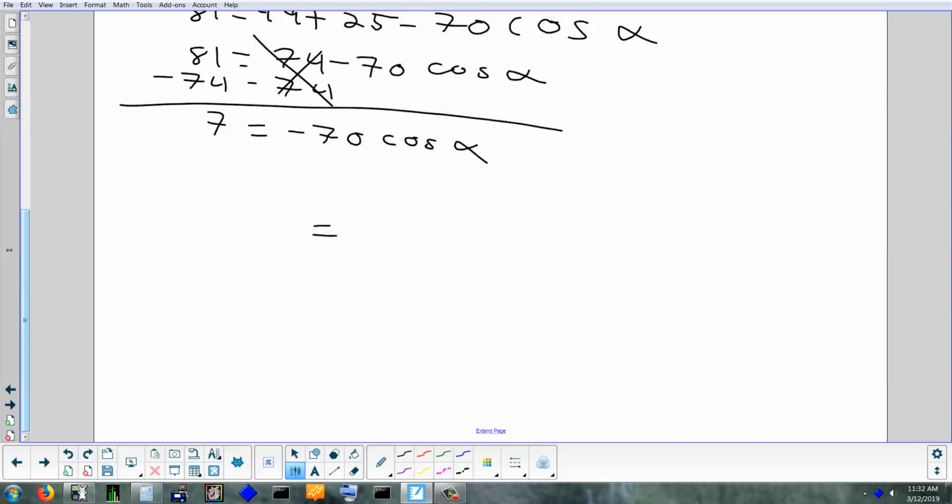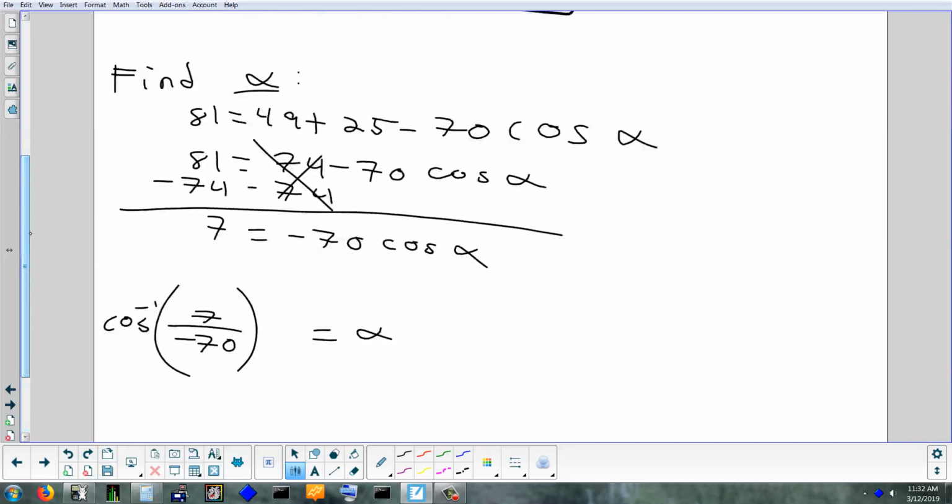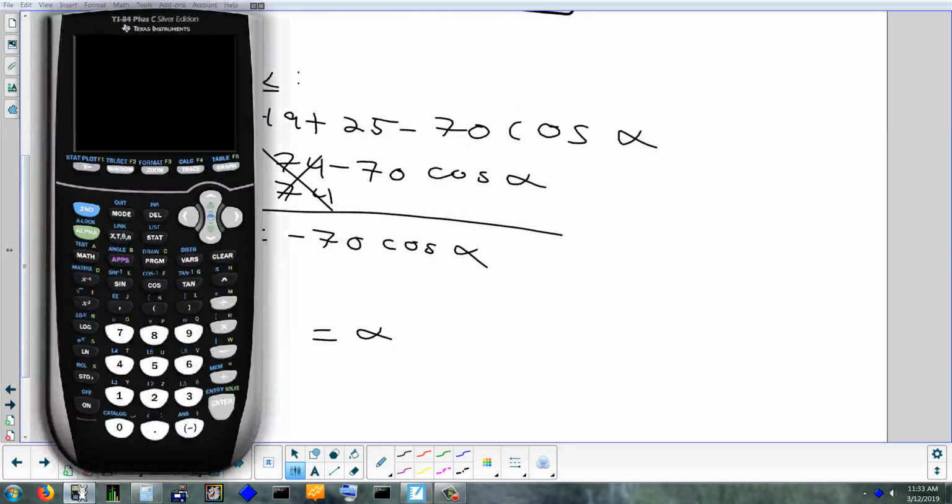And let's do both of the last steps at the same time. What's my next step? Divide by negative 70 and take the inverse cosine. So really, you can shorten this up if you do some of the steps like we did, into like 4 steps here. All right, let's see what we got.